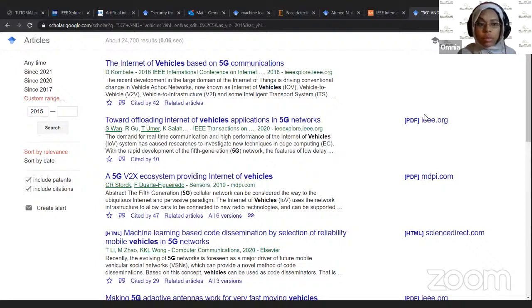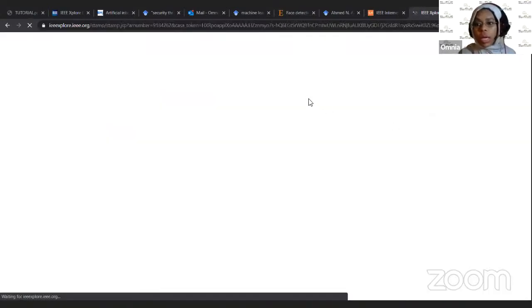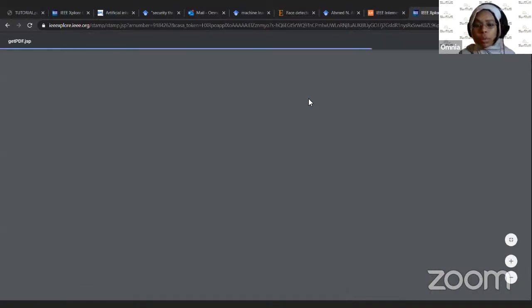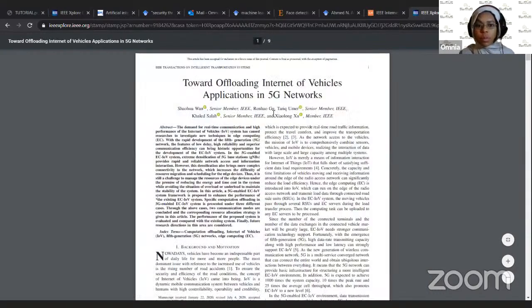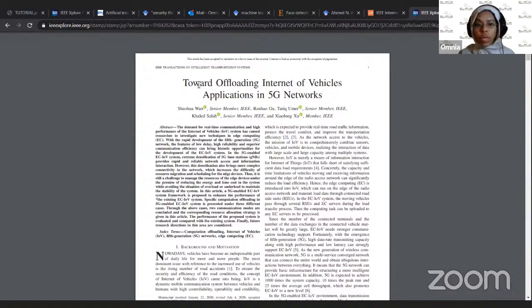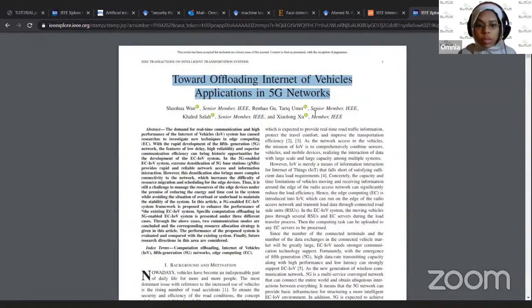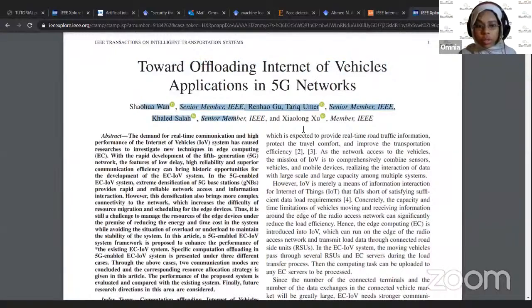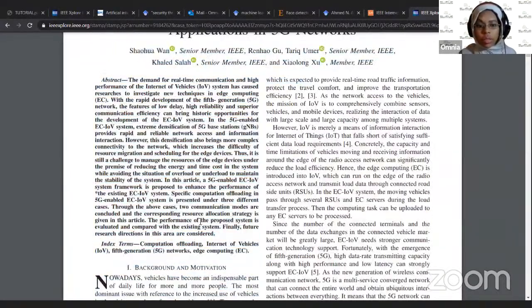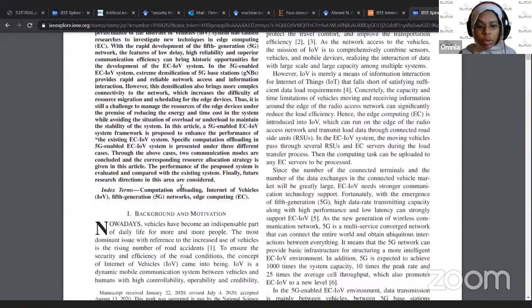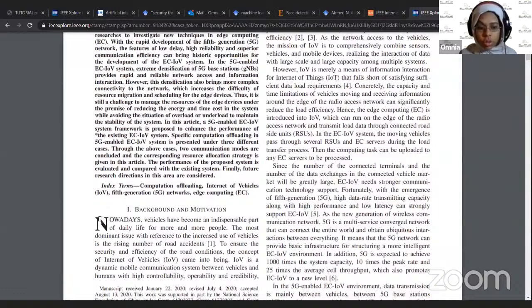So let's first read this paper and apply what Dr. Ali said about how to read a research paper. Okay, so this is the title of the paper. I will zoom in a little bit. These are the authors. We're not going to start with the abstract, so we'll just go to the introduction.